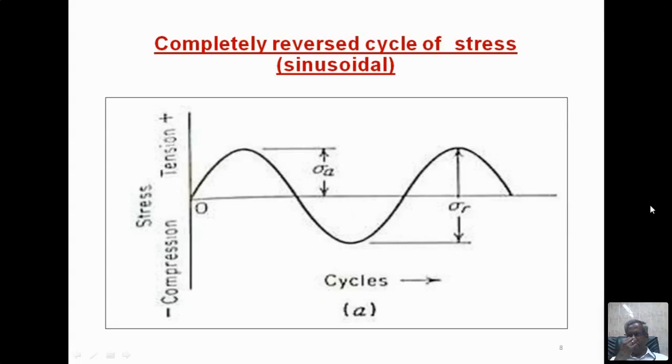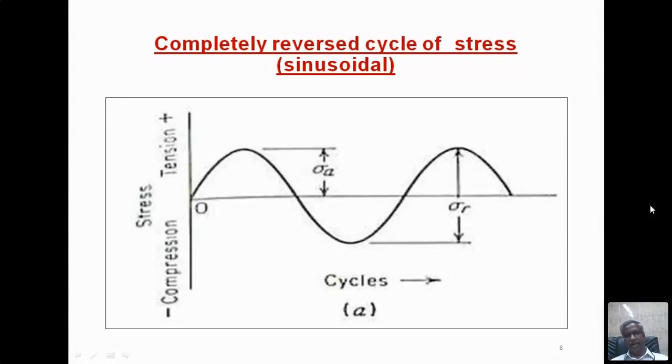What does it mean here? Why is the name completely reversed? It is because of the magnitude of tensile stress and compressive stress. You know what magnitude is? If I apply plus 200 megapascal, the same 200 megapascal will be applied in the compressive load also. Only the direction is different. Plus 200 to minus 200, plus 100 to minus 100. Plus 200 means the maximum tensile stress, and similarly, minus 200 means the maximum compressive stress.